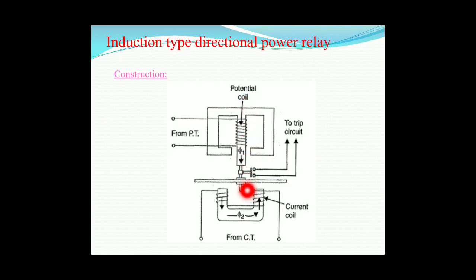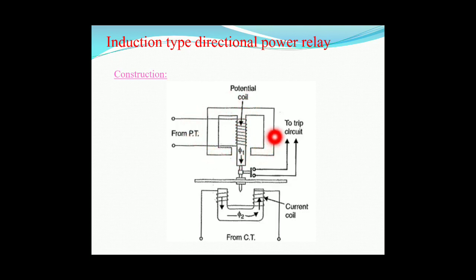The upper electromagnet carries a winding on the central limb. This is the upper electromagnet and this is the central limb. It carries the winding which is connected to the potential transformer. This is from the PT.